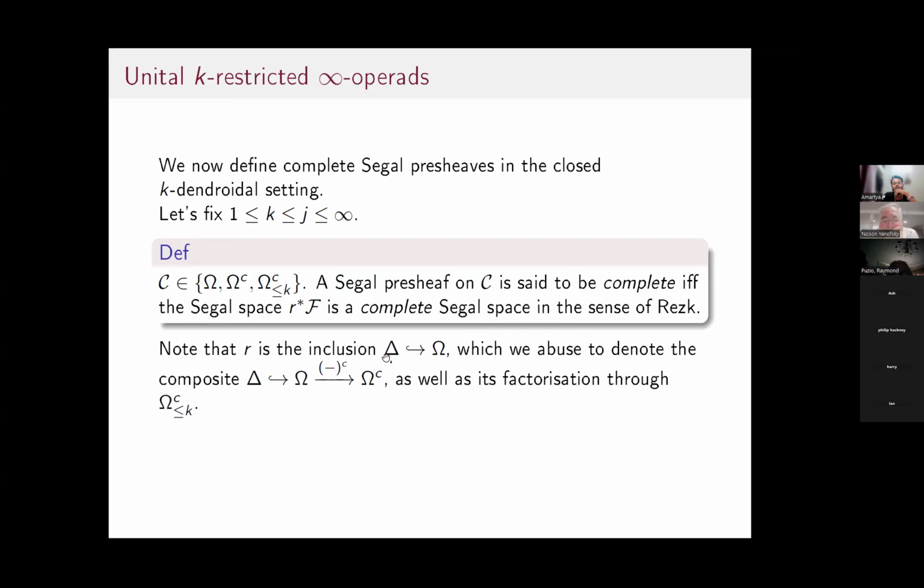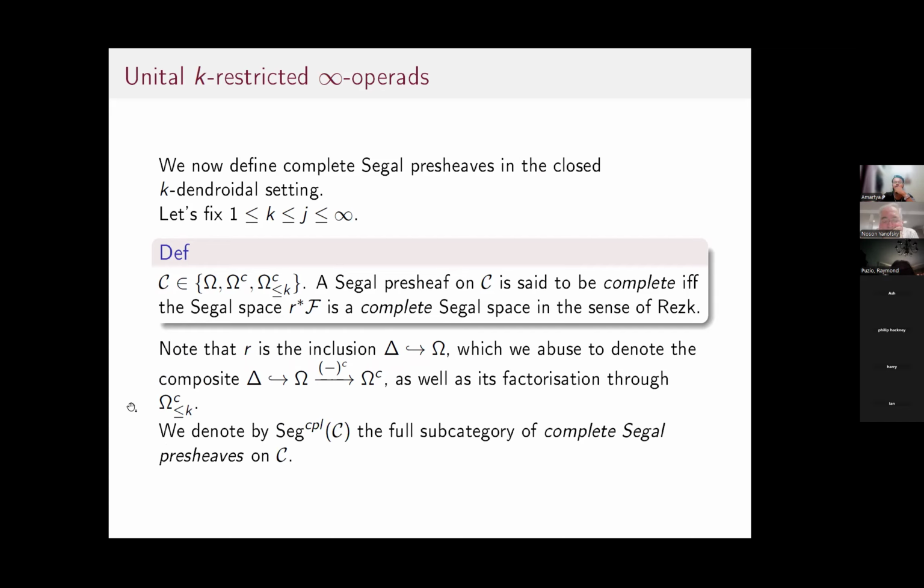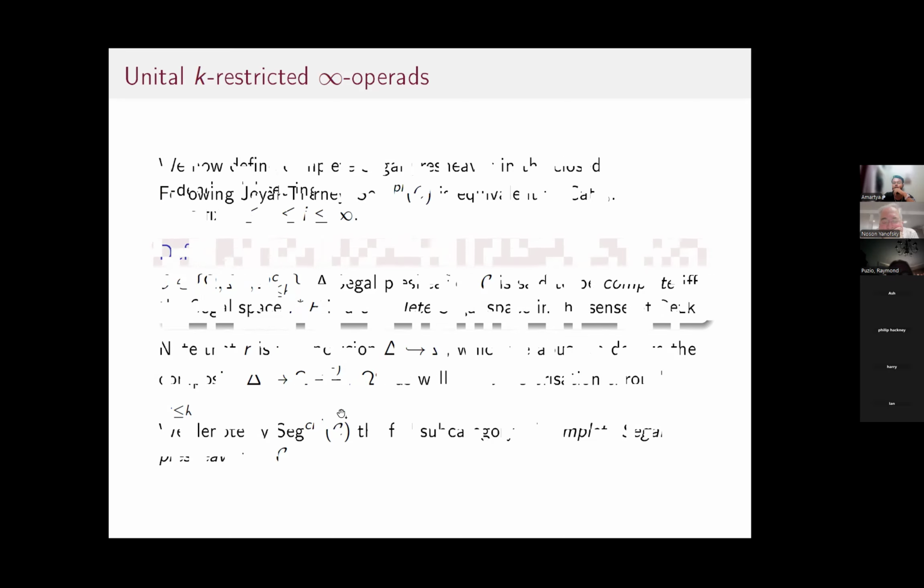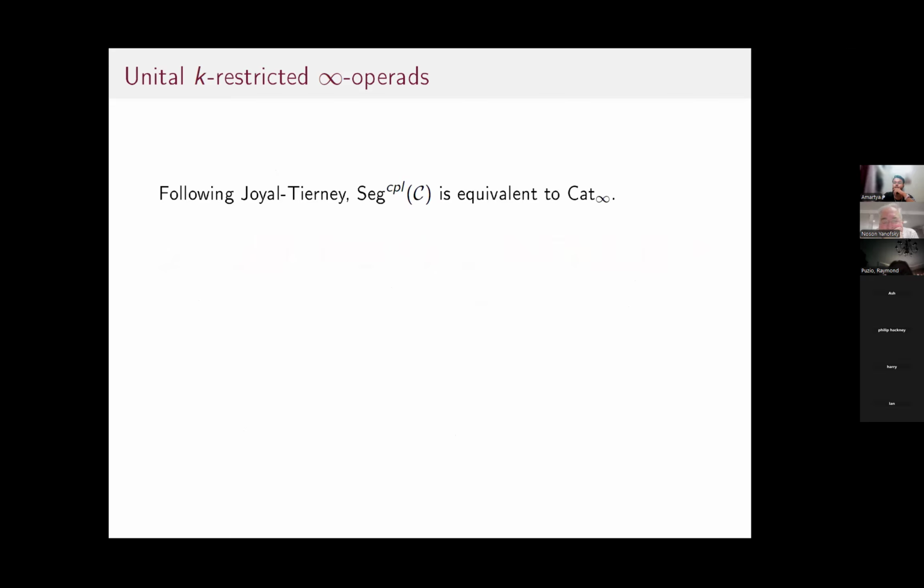So note that if you have the inclusion between the simplex category and the dendroidal category, which by abuse of notation we use to denote this, as well as its factorization through sigma c less than or equal to k, that's something we should keep in mind. And we denote our full subcategory of complete Segal presheaves by adding the subscript CPL to Segal presheaves. Following Joyal and Tierney, the complete Segal presheaves are equivalent to Cat.